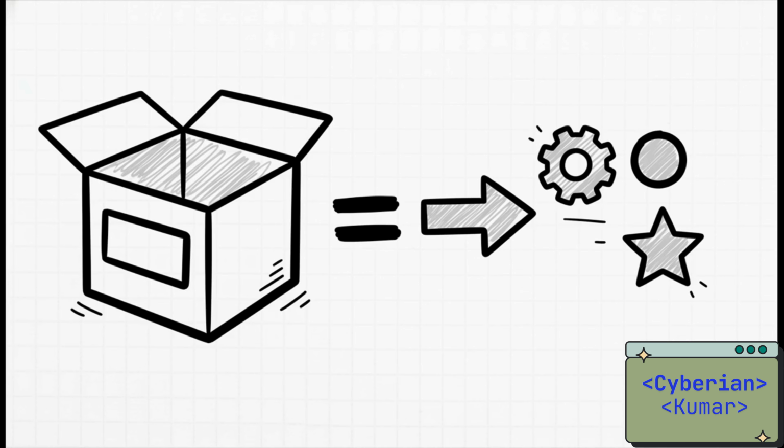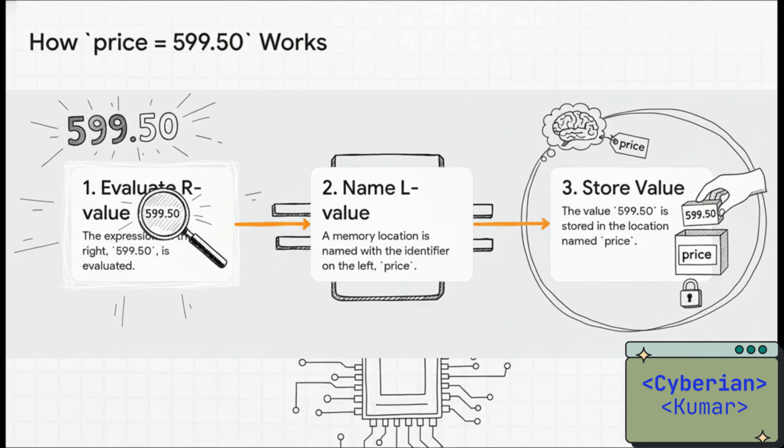The key thing to remember is the name of the storage location always goes on the left. So let's look at what's really happening under the hood. When Python sees a line like price equals $599.50, it first looks at the thing on the right, the value, $599.50. Then it finds an empty spot in memory and gives it the name from the left, price. And finally, it tucks that value away in that newly labeled spot.